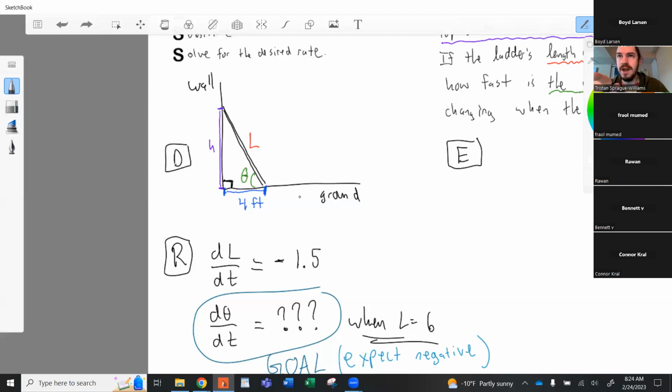You said cosine, right? Okay, so Rowana suggested we use cosine. Cosine would use the angle, the adjacent side, and the hypotenuse. Why did you pick cosine instead of sine, for example?